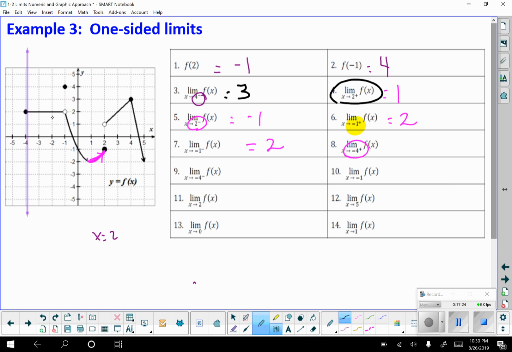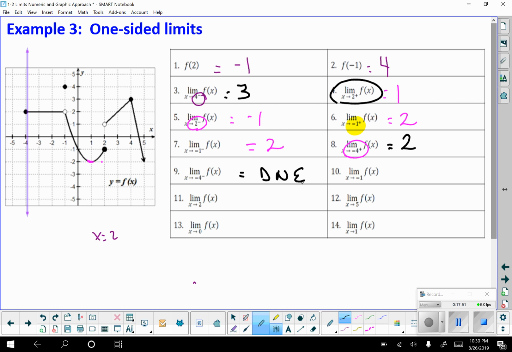Right side would bring me towards this. Oh, that has a height of 2, doesn't it? I'm just looking for that y-axis height of 2. From the left side of 4, I would be following my function. Oh, wait a minute. There's no function defined over here. This one does not exist, DNE.